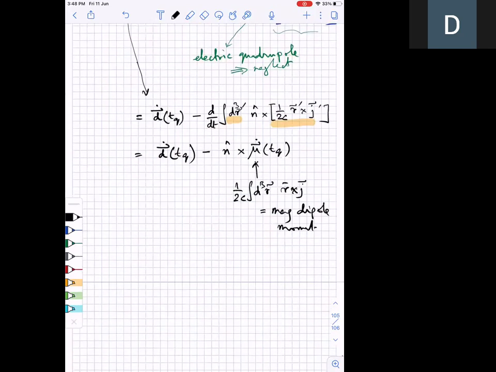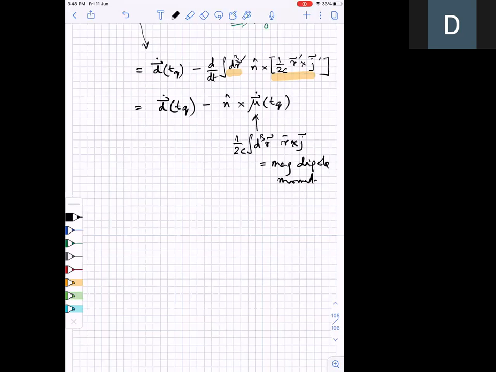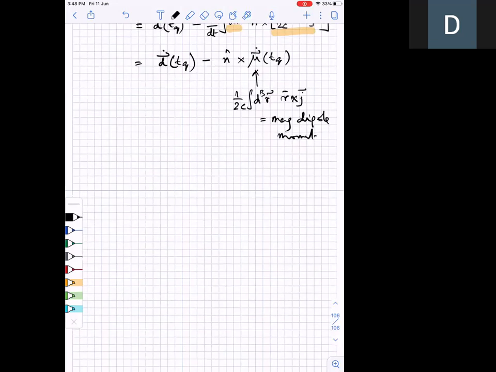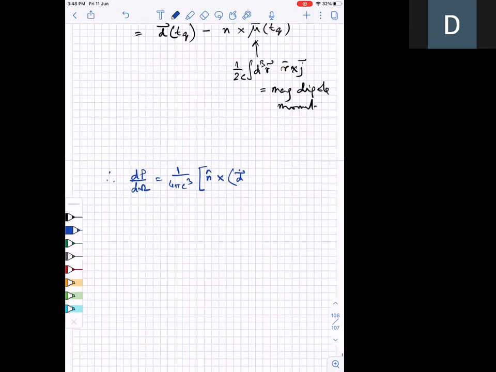Okay. So now we are ready to calculate the power. The power, remember, was c by 4 pi, e cross b, or e squared. So I have to take the square of that. So now I can calculate the power. Therefore, my dP will be 1 by 4 pi c cubed, n cross then d double dot, sorry.